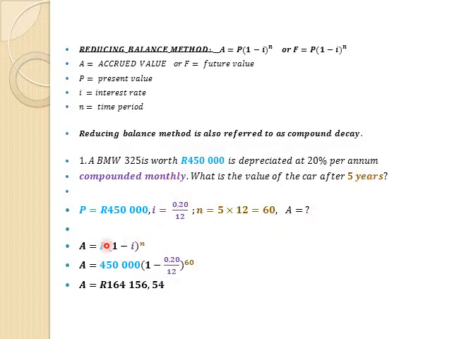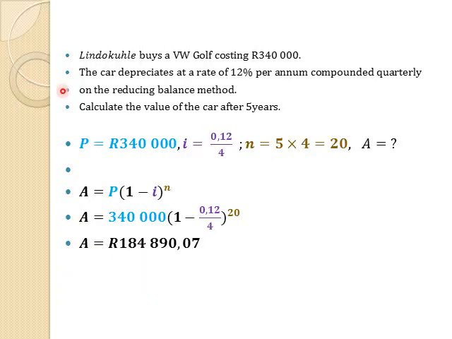So A = P(1 − i)^n. P here becomes 450,000. My interest is 0.20 over 12, and n there is to the power 60, not to the power 12. I punch that in the calculator. The car's value after 5 years: 164,156 Rand, 54 cents.